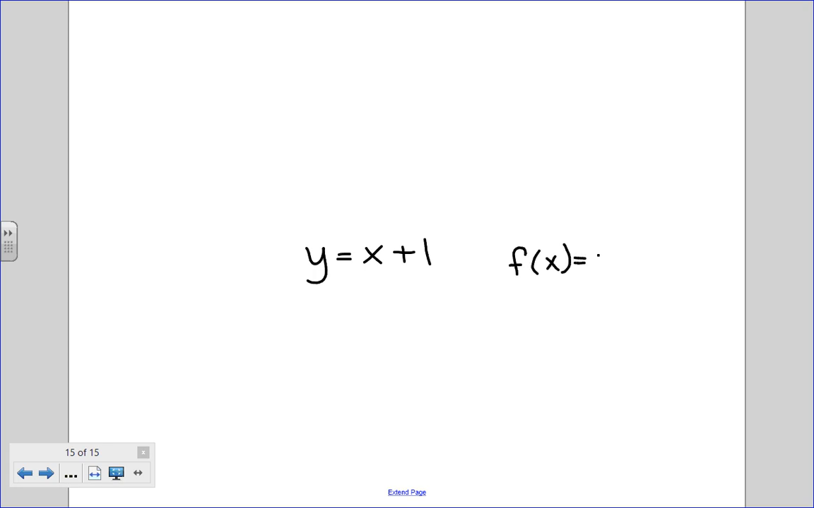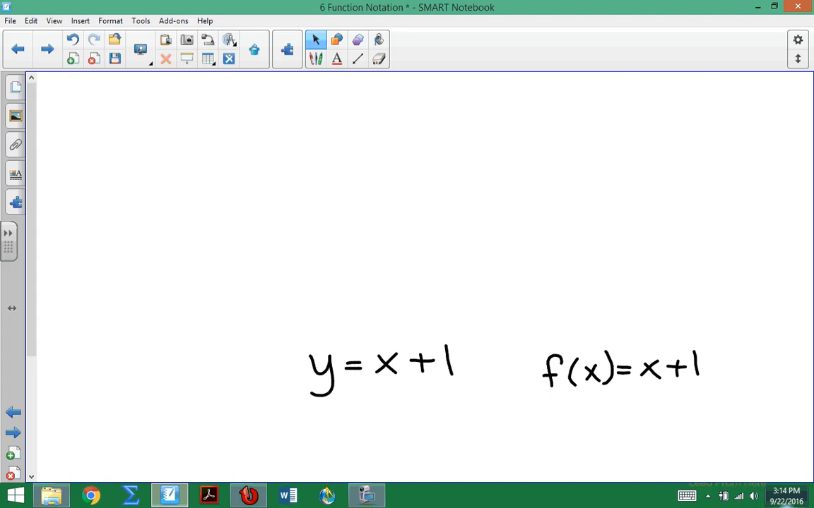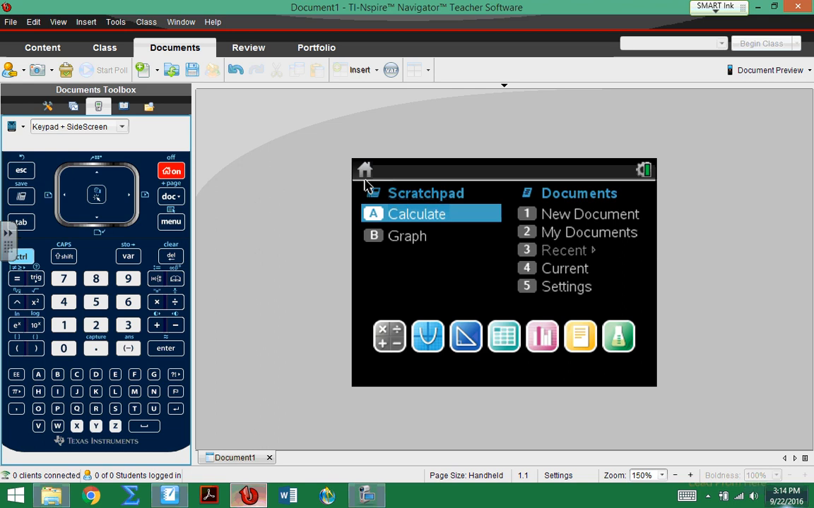Okay, so we are done with our lesson. However, on your homework, you are going to be asked to graph a couple functions in your calculator just to start looking at what functions look like. So I'm going to take a simple function y equals x plus 1. We could again write it in function notation as f of x equals x plus 1. And let's quickly pull out our calculators and just look at how we would graph something like that.